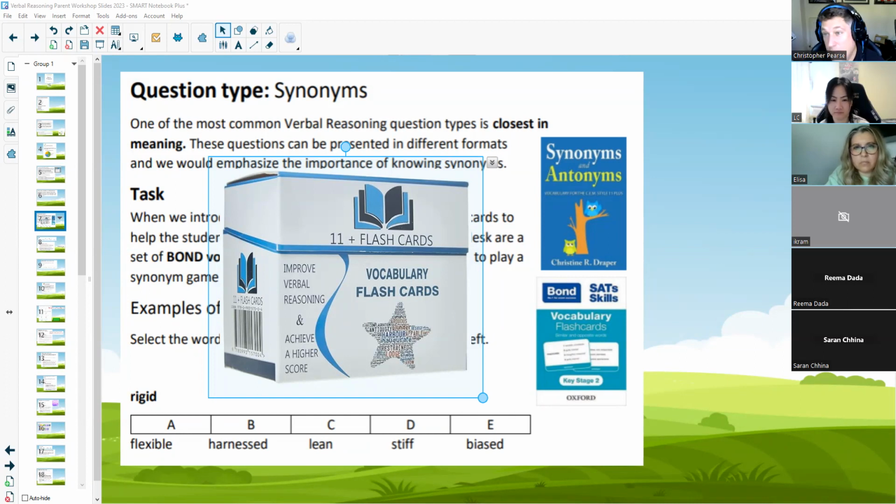It is sometimes down to personal choice. I think if you're looking for something whereby the words are really big and they're easy to see, Collins is probably better. These are quite small on the cards, but again, it's very much what works best for you and your child. But certainly those are ones that I would recommend.